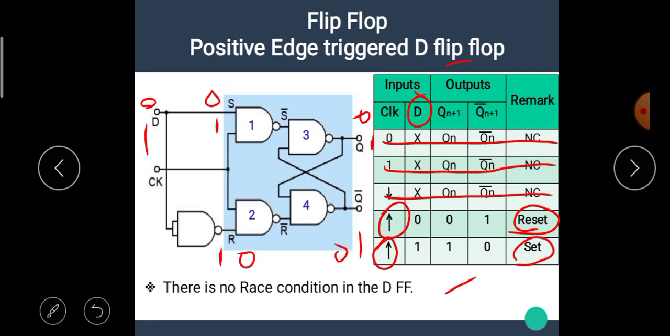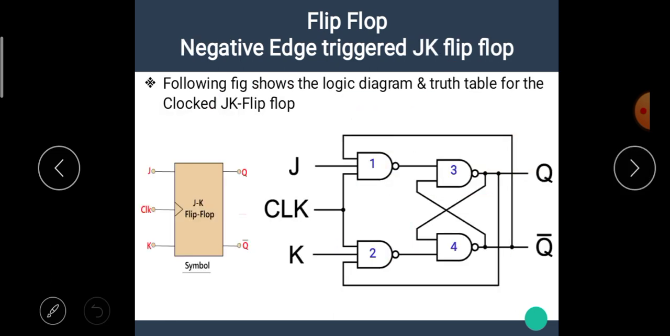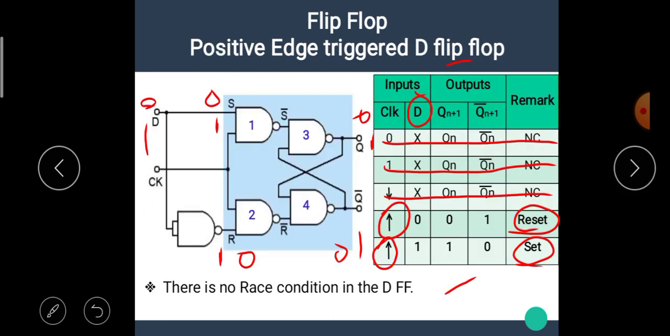That means the set condition. I hope you all understand the SR latch, positive edge triggered SR flip flop and positive edge triggered D flip flop.